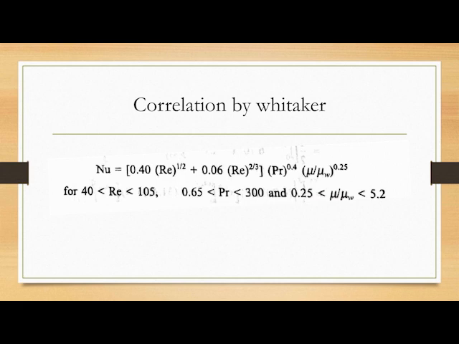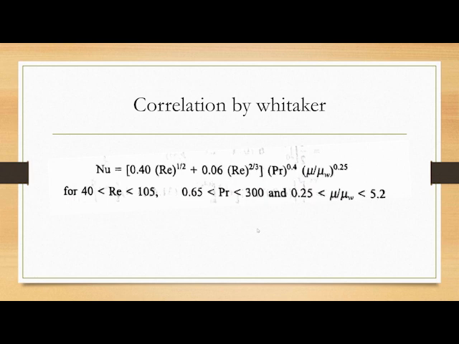Here we have one more correlation for the flow across a cylinder, which was given by Whittaker. So Whittaker suggested the following correlation. This correlation involves a maximum error of plus minus 25%. So the correlation says Nusselt number equals 0.40 multiplied by Reynolds number to the power 1 by 2 plus 0.06 multiplied by Reynolds number to the power 2 by 3, whole multiplied by the Prandtl number to the power 0.4 multiplied by mu w to the power 0.25.